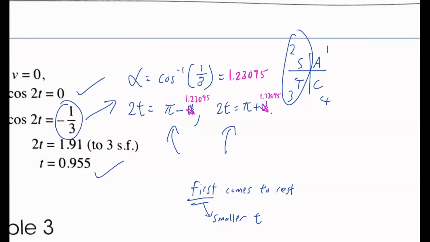Every time I change from a highlighter to a pen, I need to wait around like 5 seconds. Very slow. Okay, and then from there you have to divide by 2 to solve for t. So t equals half times pi minus 1.23095. Just type in a calculator, you should get 0.955. Very good. Moving on.